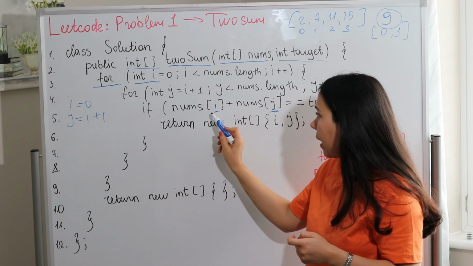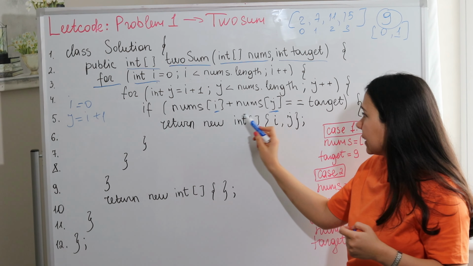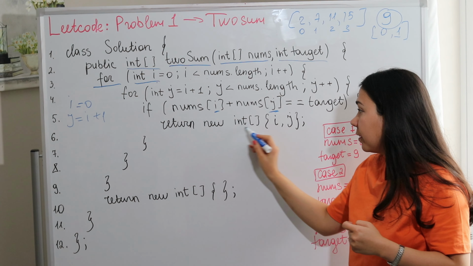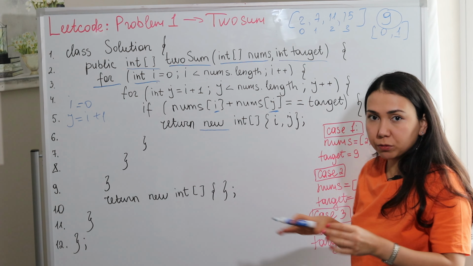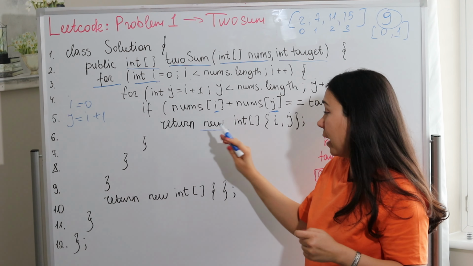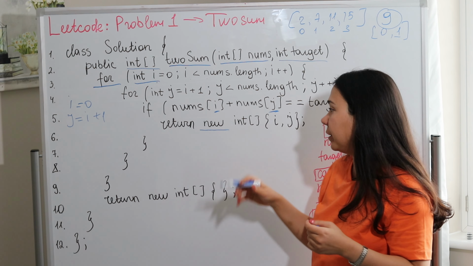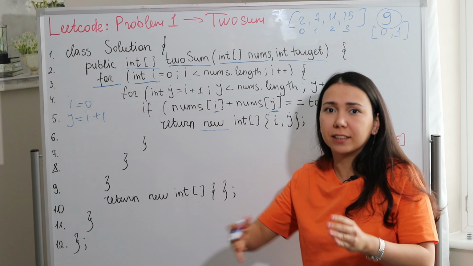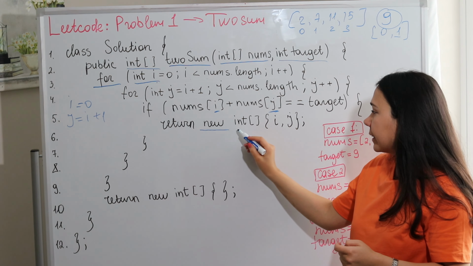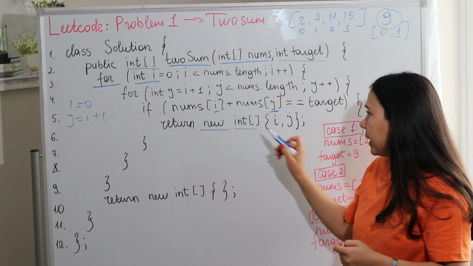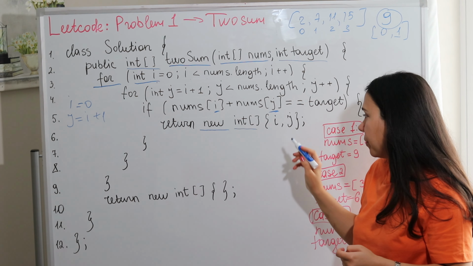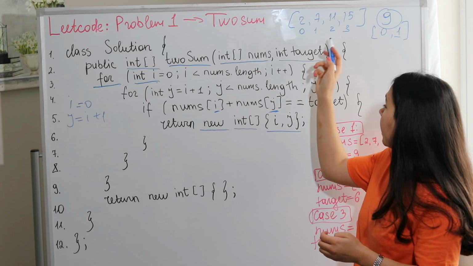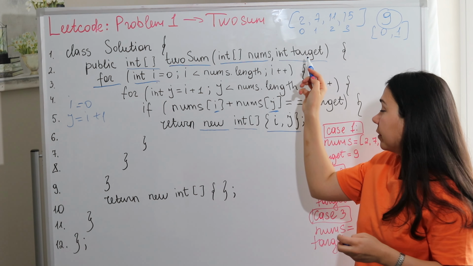So if nums value with index i plus nums value with index j equals target, then we return an array called new. By the way, don't get confused. It's a name of the new array that we define. It doesn't mean that we return literally a new array. We just define an array that is new and that is called new. It's an integer array and it contains i and it contains j. So that's what we return: indices of elements that add up to the target that we receive.